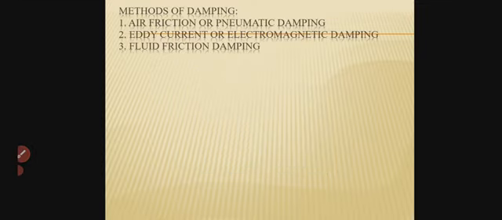Next comes the methods of damping. What are the three methods of damping? Air friction or pneumatic damping, eddy current damping or electromagnetic damping, and fluid friction damping are the three methods of damping of an instrument. This is all about the torques involved in measuring indicating type instruments.